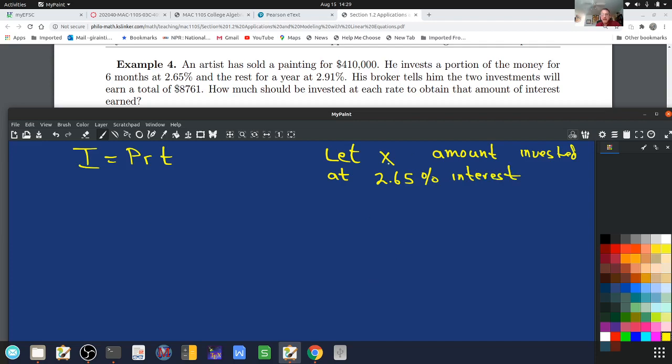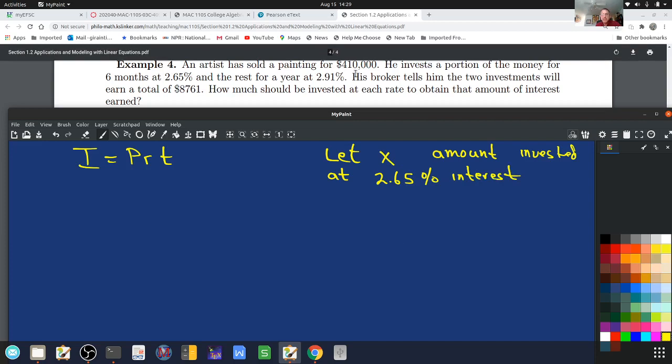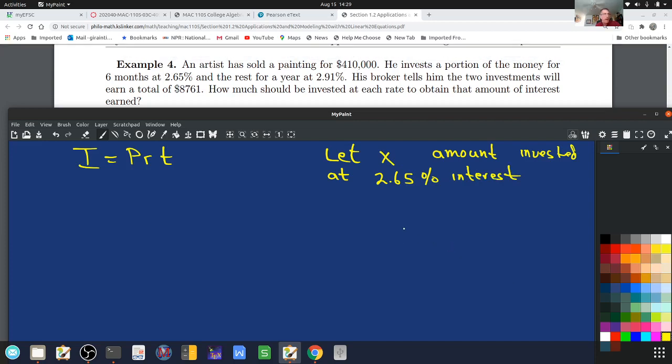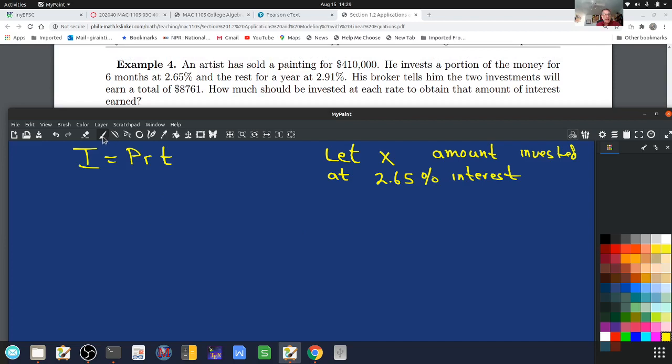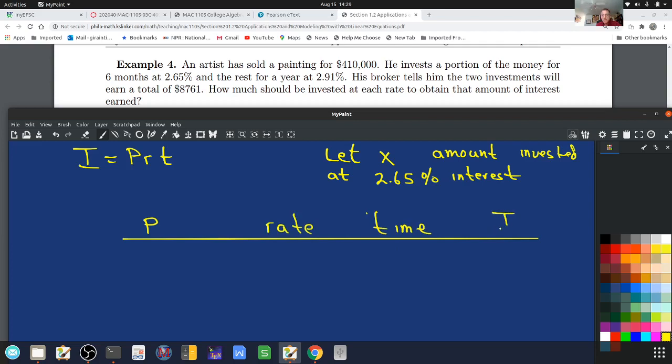And once I find the value of x, then I can subtract it from my total amount, and that will give me the amount invested at 2.91% interest. So again, let's make a table. Principal times rate times time, and then your interest. Remember, I is equal to PRT.